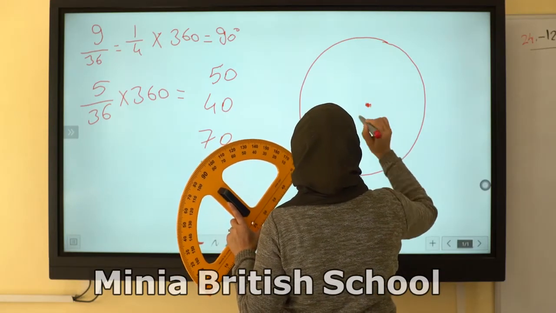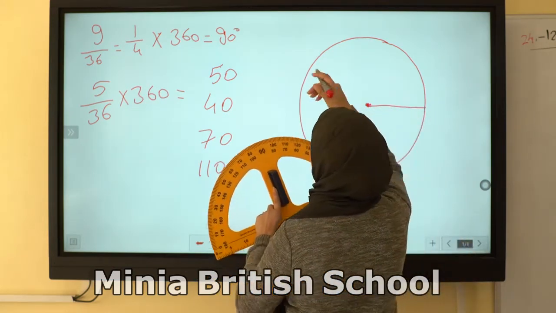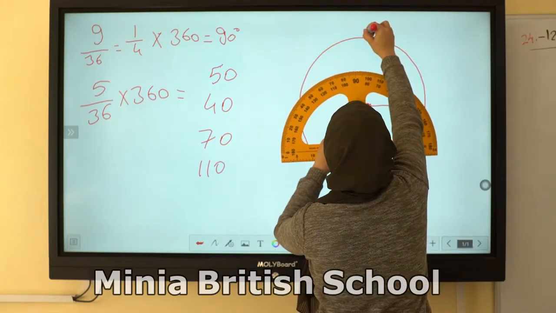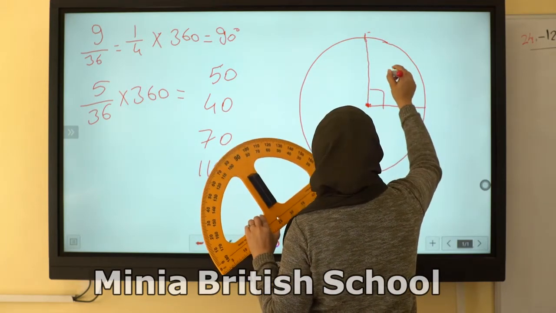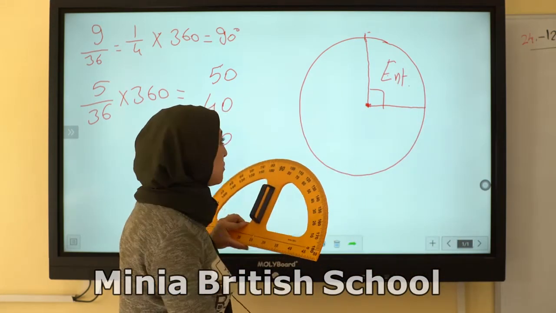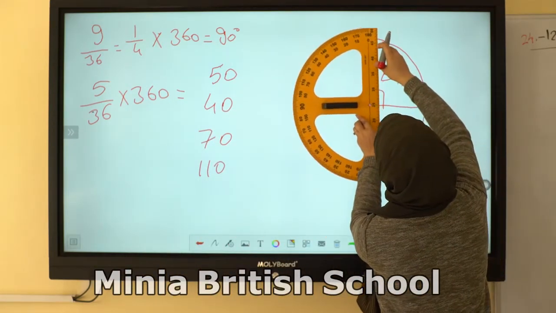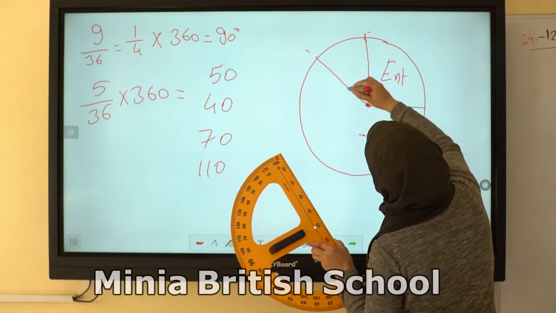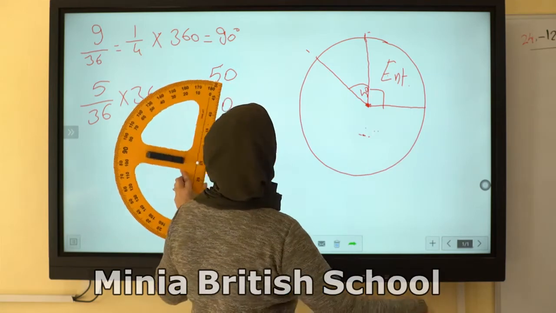Put the center, then draw a radius. Okay. Then start the first one equals 90 degrees here. Okay. This is the first, or entertaining. You have to write the name of the program. Then 50. I stand here on the last radius. 50. And this is for cultural and so on.